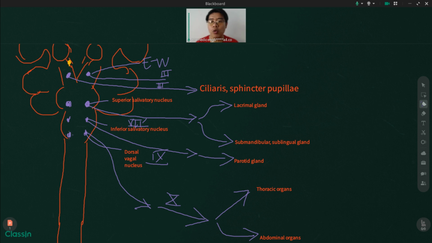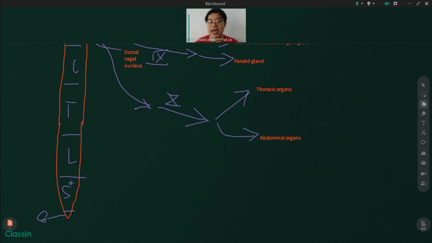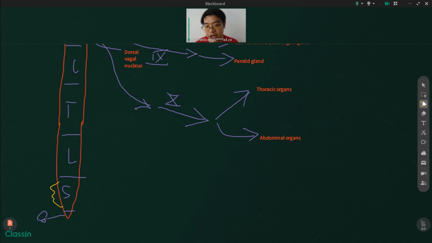Because what do we call the parasympathetic system again? The craniosacral. We are done with the cranial here. How about sacral? Okay, so now let's look. This is cervical, thoracic, lumbar, sacral, coccygeal. So now sacral, there will be S1, S2, S3, S4, and S5. From S2 to S4, fibers are going to go out, and those fibers are going to supply mostly pelvic organs.